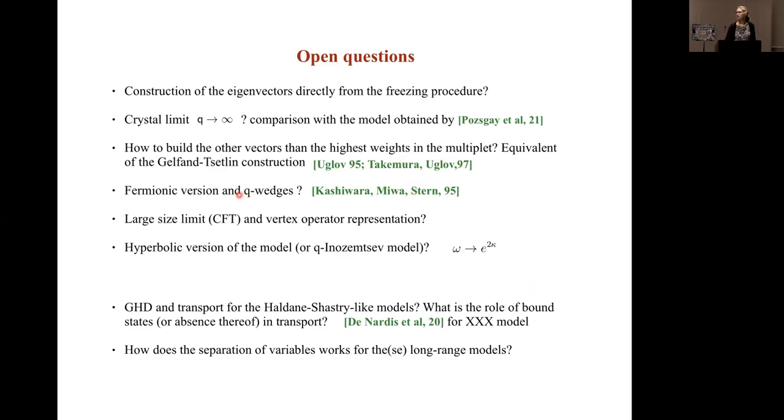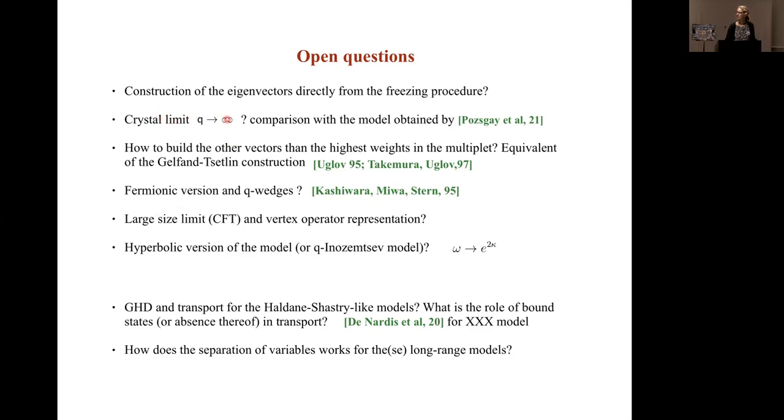Then there is also the fermionic formulation of the model, where one can use the vertex operators, and this is very important to look at the CFT limit. So this is also something that is interesting to sort out.